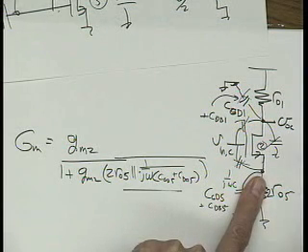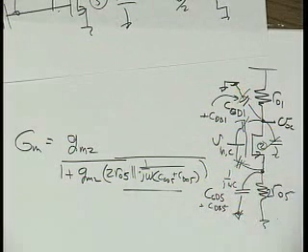So you can see what's going to happen here. As we go up in frequency, our common mode rejection ratio is going to be reduced. It's going to start to be less. Now, how does that happen?